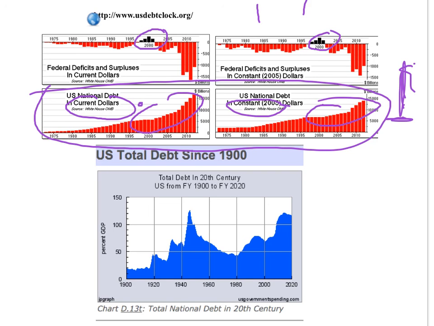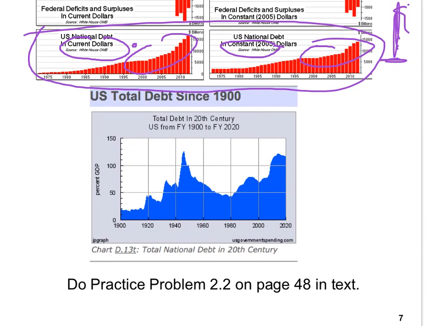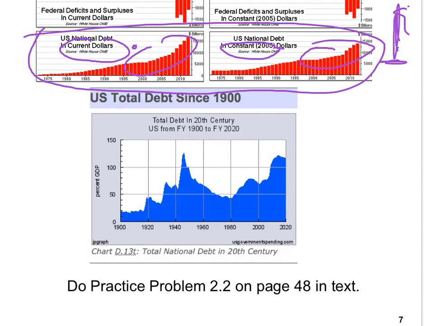And here's just another graphic I added. This is the U.S. total debt since 1900. You can look at periods where the debt balloons. You should not be surprised by what's happening there in the early 40s in the world. And then we can also look at this increase and what was going on there in the world. To conclude the lesson, please do practice problem 2.2 on page 48 in the textbook. The answer to that is below the page in that textbook.